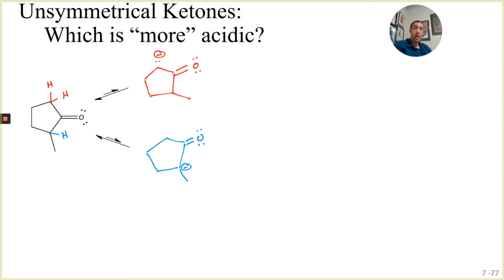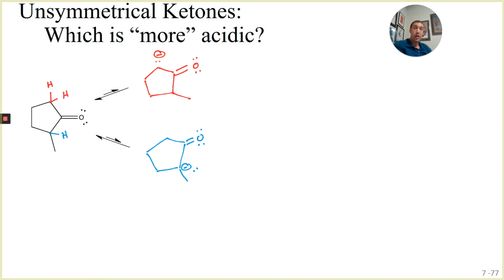And you might go through and evaluate differences in stability. And by might, you should. Okay, and hopefully what you would say is the red one is more stable because it has the negative charge on the carbon that is less substituted, and that's good.